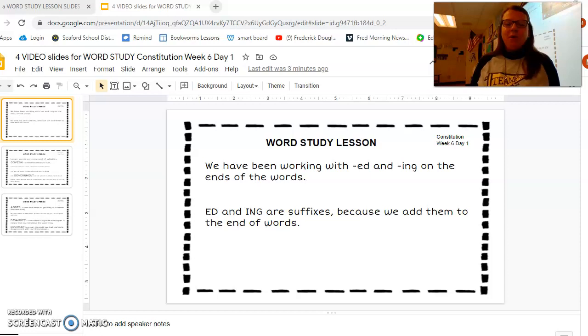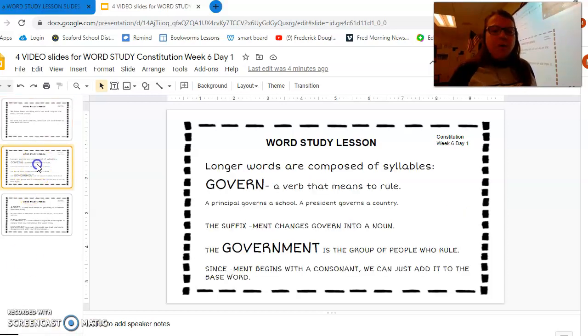We are working with syllable types and we have been working with adding ed and ing to the ends of our words. Remember that ed and ing are suffixes and we always add them at the end of the word. Ed is a suffix that we add at the end of the past tense, and ing is the suffix that we add when we want to put the verb in the present tense. So today we are going to talk about 4 different words.